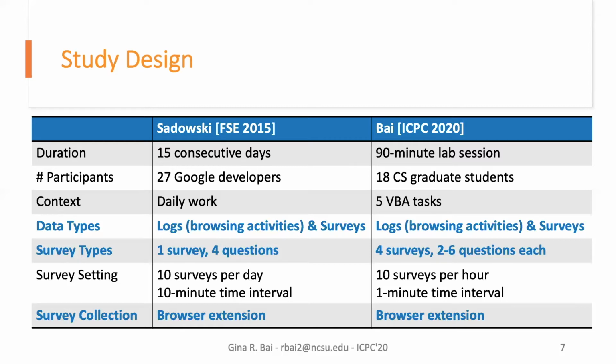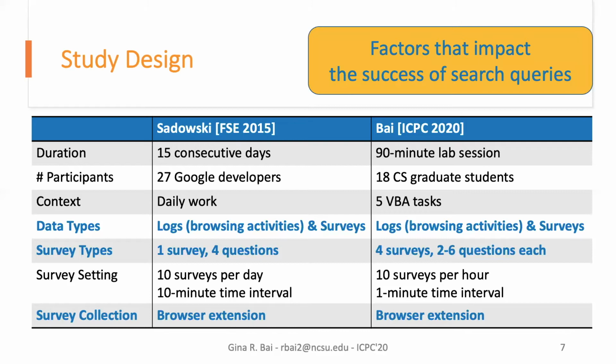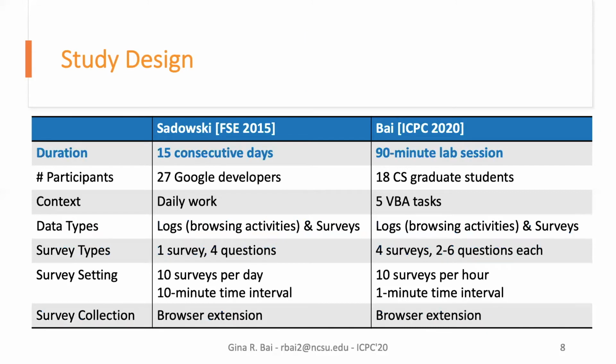Our methodology involves logging search and browser activities and periodically surveying participants about their current tasks. We specifically ask about search success and query reformulation. This information allows us to answer the question, what are the factors that impact the success of search queries? This question is not covered in the prior study. We run our study in a lab environment, and the total duration is 90 minutes, including a quick introduction to the study and the tool that we use to collect the data.